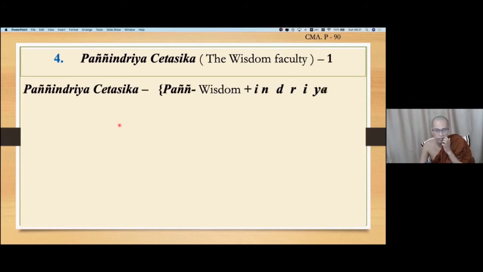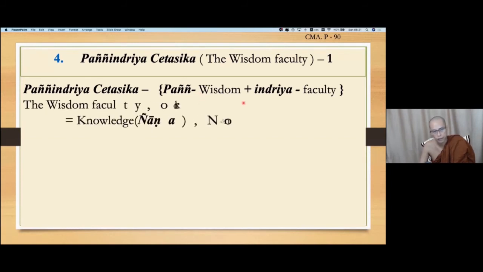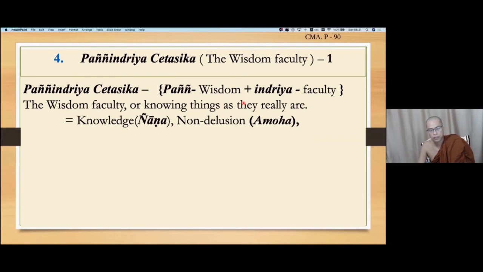That is Pannindriya Cetasika. Panna is wisdom and indriya is faculty. The wisdom faculty is knowing things as they really are. Sometimes education gives only perception, not penetration. That is not wisdom. Wisdom is knowing things as they really are, proper understanding. It is called knowledge, nana, and also non-delusion, amoha.